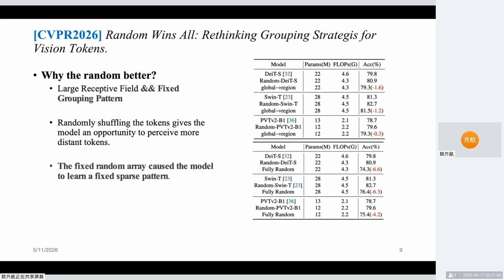Third, random grouping naturally gives a model a larger receptive field. By randomly shuffling tokens, the model has more chance to interact with distant tokens rather than only nearby ones. At the same time, using a fixed random array allows the model to gradually learn stable sparse attention during training. So we get both broader connectivity and a learnable structure.